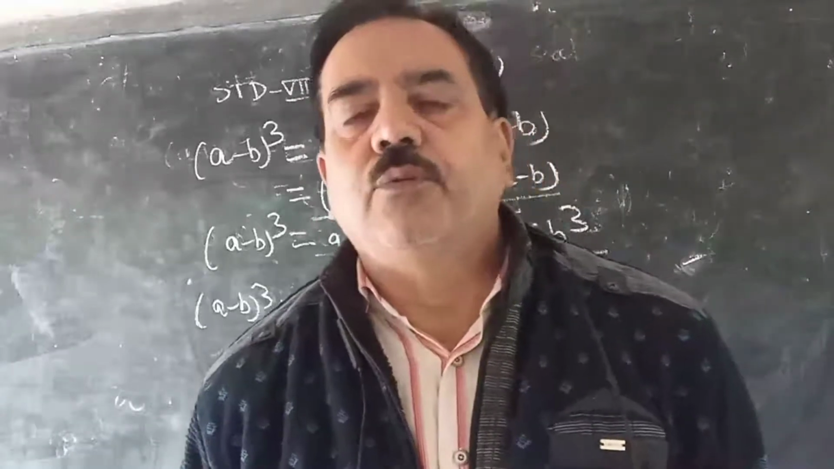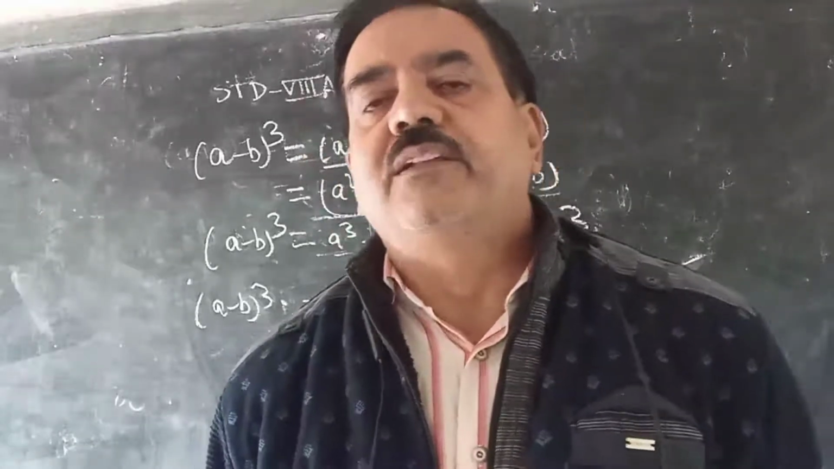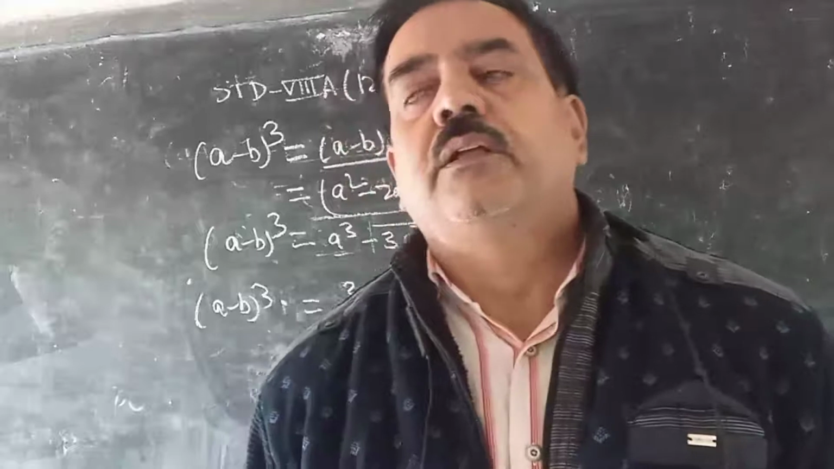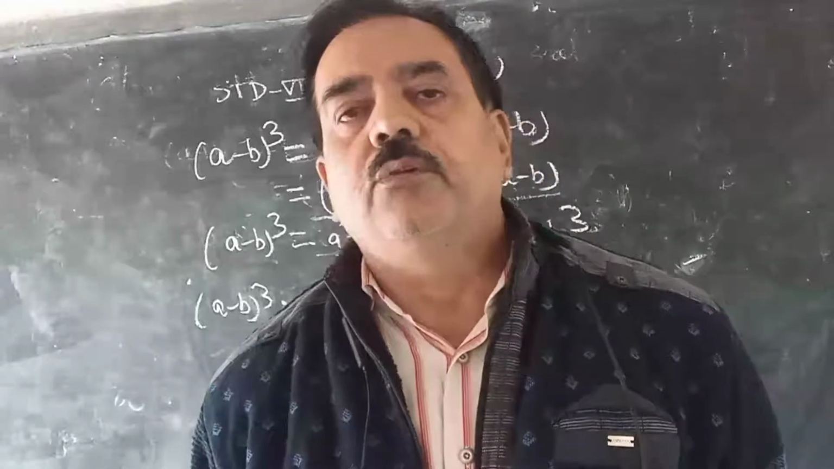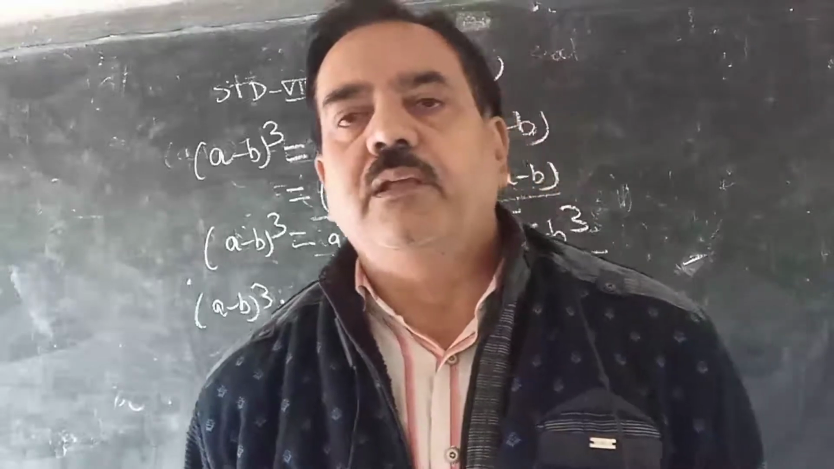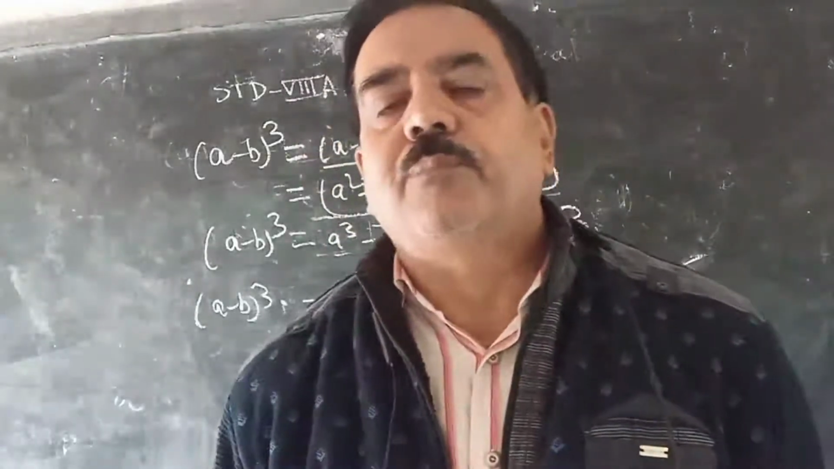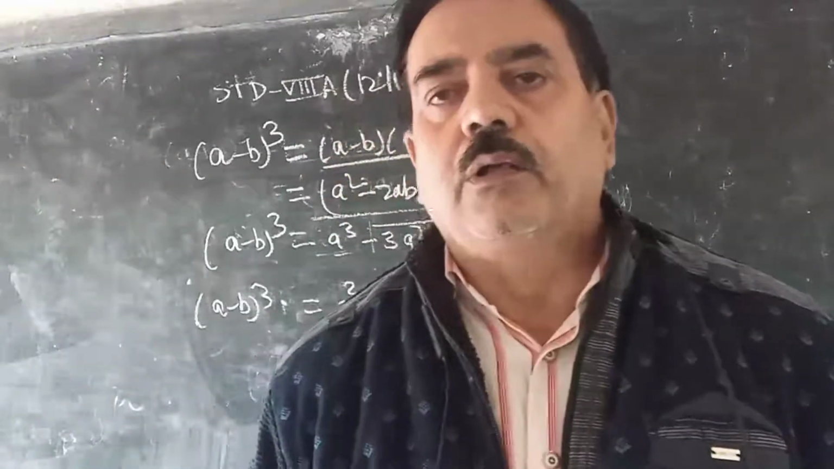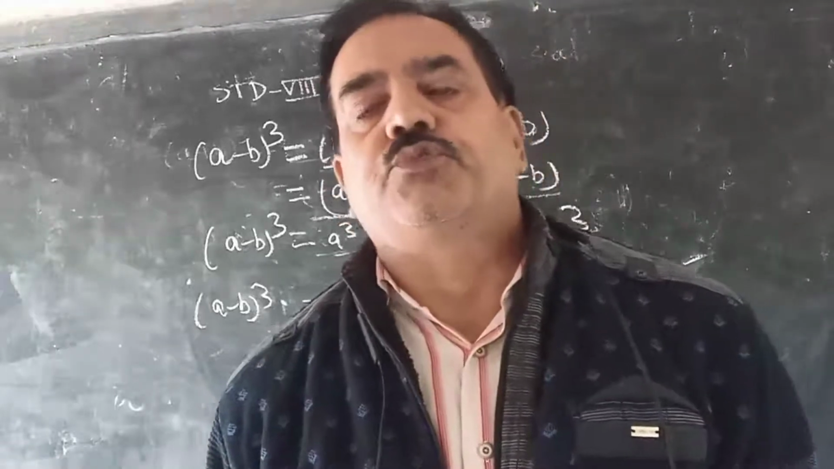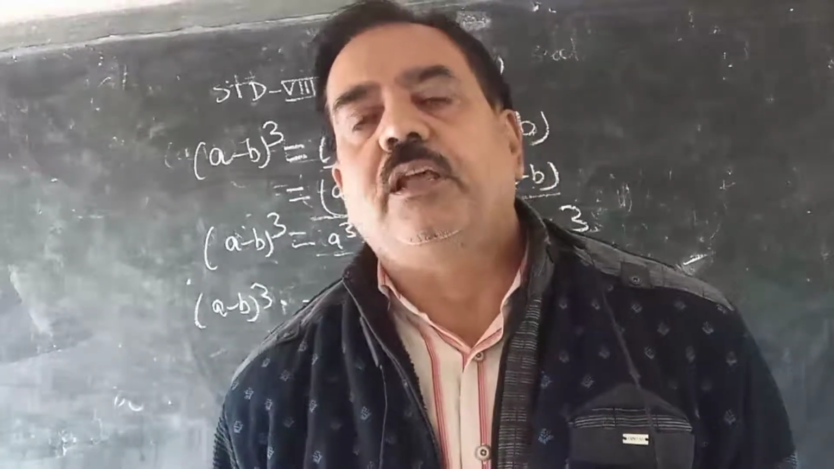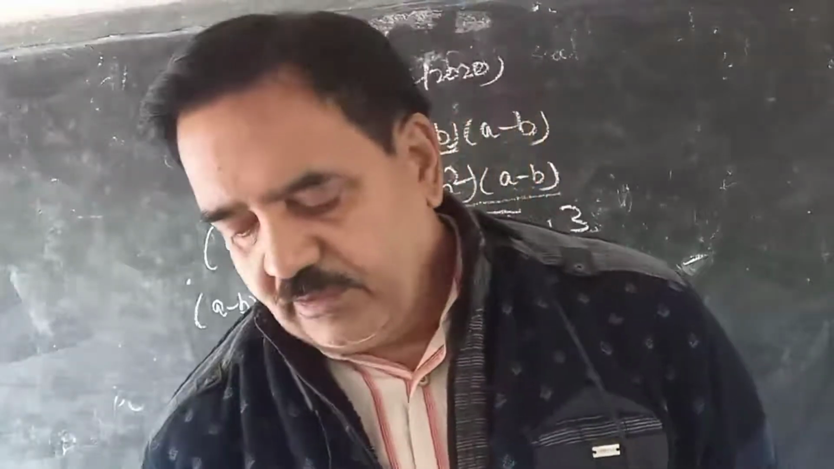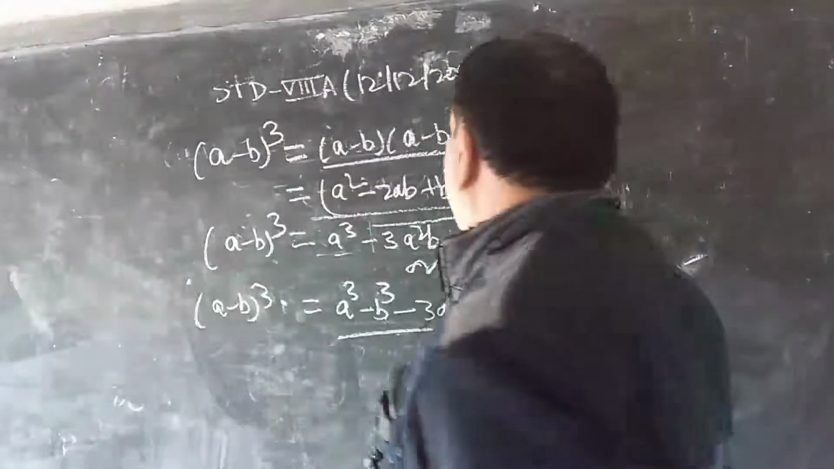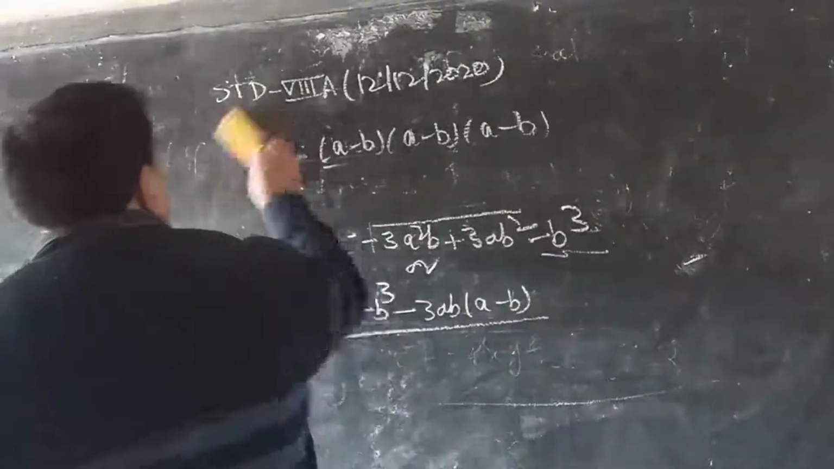Similarly, (a - b) whole cube, a cube minus b cube. (a - b) whole cube is equal to a cube minus 3a square b plus 3ab square minus b cube, or a cube minus b cube together, minus 3ab common, then inside the bracket left a minus b. So by using these formulas we have to solve the questions. Now how to solve the questions? See here.